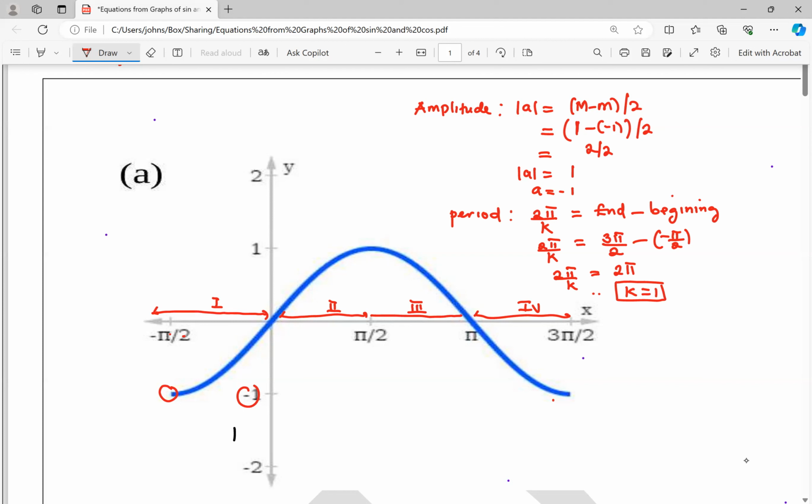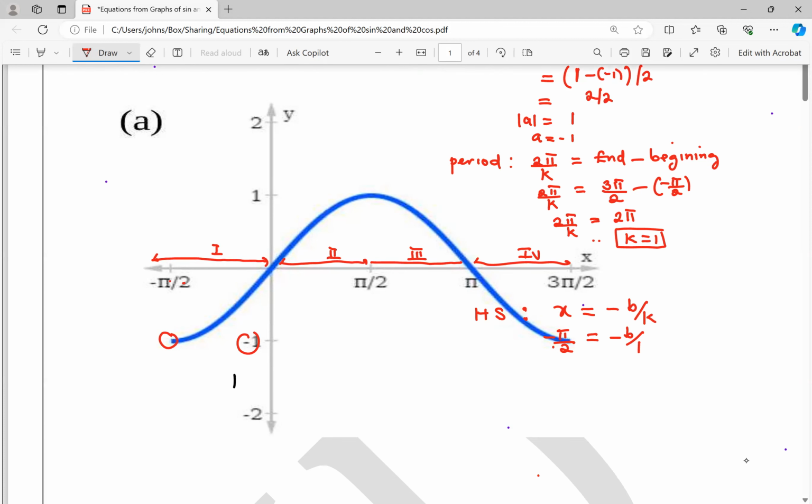All right. The next is for us to use the horizontal shift, which is the phase shift. For the horizontal shift, we use the formula x is equal to minus b over k. So what is x here? For x, you just take your starting point, which is minus pi over 2. And this will be minus b over k. k is 1. And if you look carefully, this minus will go with minus. So we will just have b equals to pi over 2.